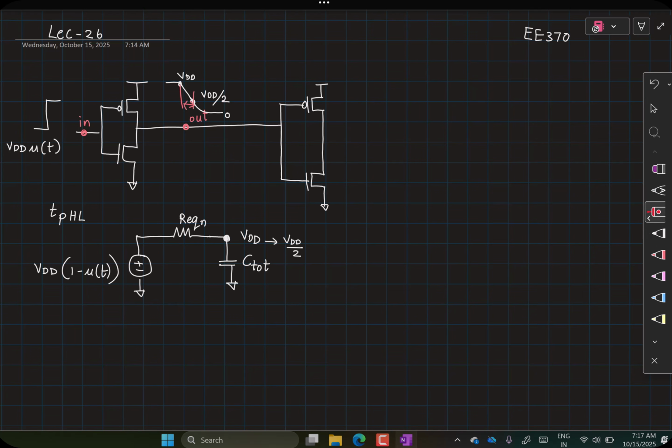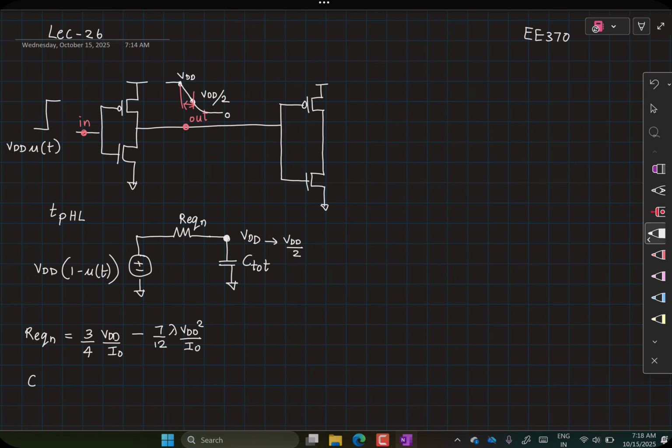Our R equivalent N has been calculated as the average resistance for this variation in the voltage. Now we calculated and found out that the value of R equivalent N was equal to 3 by 4 VDD by I naught minus 7 by 12 lambda VDD square by I naught.